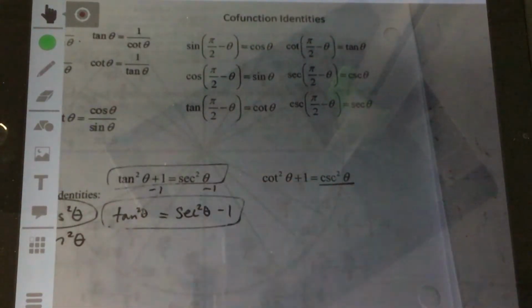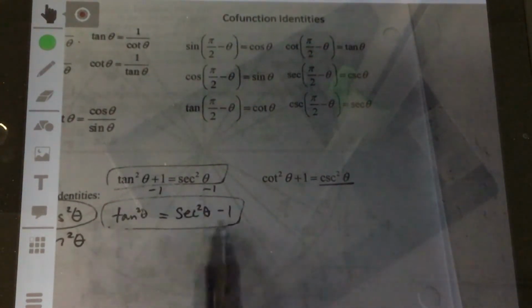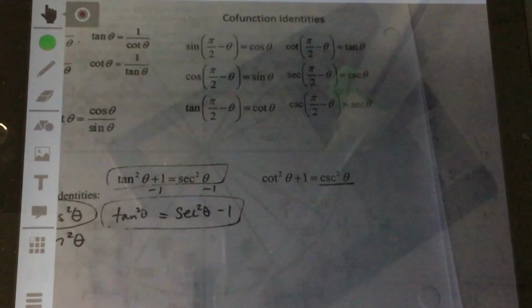You can use the top one if that's useful. If that's more like what you have in your problem, you can use this one. So I could change the secant squared minus 1 into tangent squared as another option. So that would be tangent squared of theta on the top over secant squared of theta. And remember, I'm trying to get that to equal sine squared of theta.